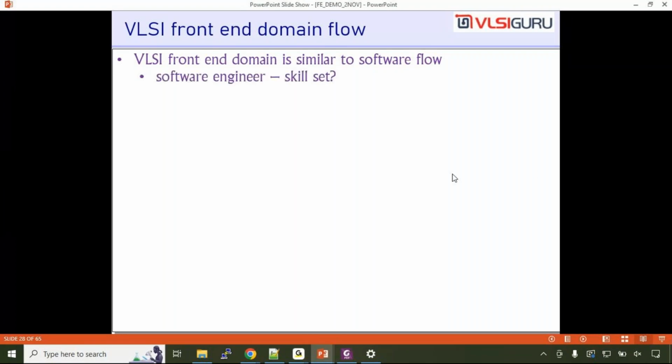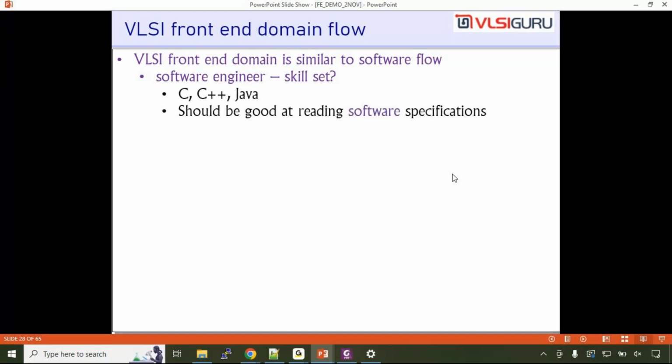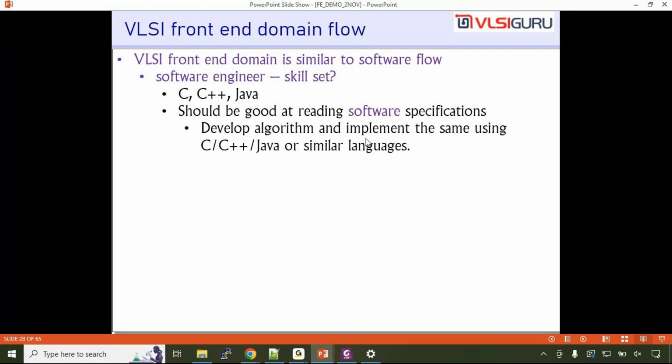For a software engineer, what is the skill set? Tell me, what do you think is the skill set he requires? Programming, and what languages does he need? C, C++, Java, or some languages similar to that. They should be good at reading the software specifications. For a given software, they should understand the specification. They should be able to develop algorithms and implement the same using C, C++, Java, or similar languages. They should have good programming skills.